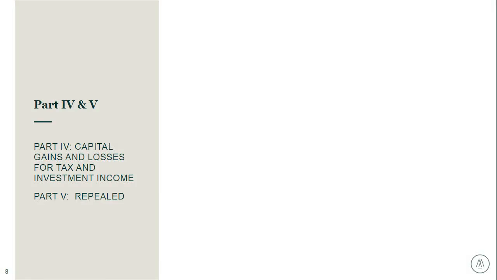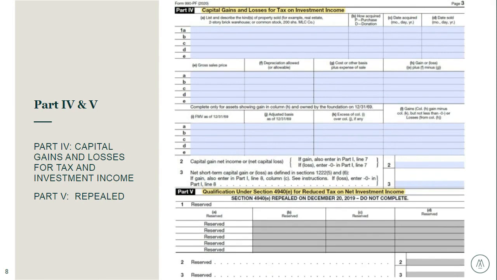Okay. Well, we will move on to part four, which is page three, capital gains and losses for tax investment income. Unlike the balance sheet, detail of publicly traded securities here is not required. In fact, if it's just publicly traded securities, gains and losses you're reporting here, column A description should be publicly traded securities, and column B through D should be left blank. Tax basis is used for sales, except for contributed stock, in which case you would use the donor's basis.